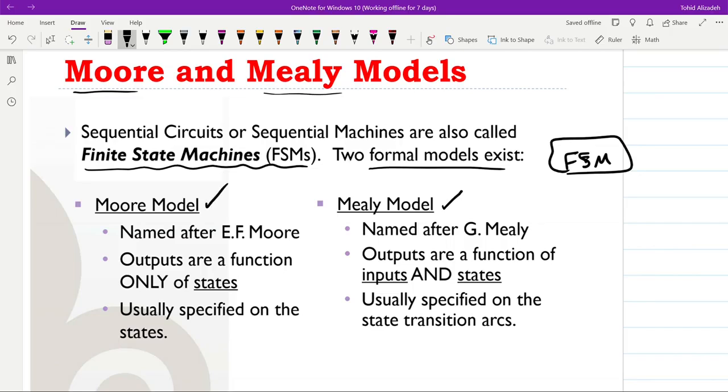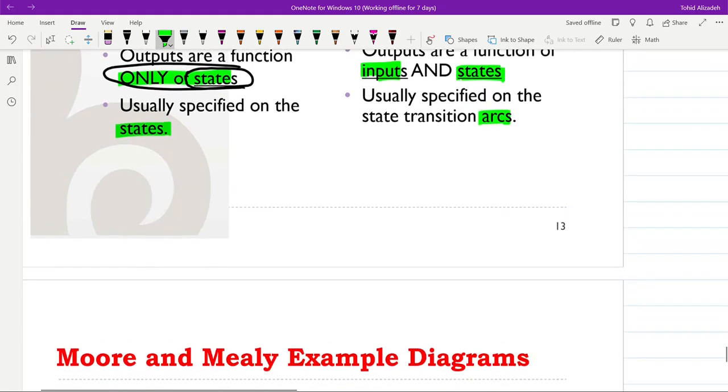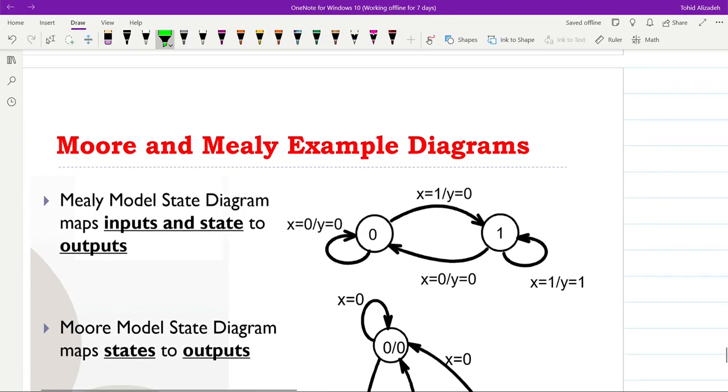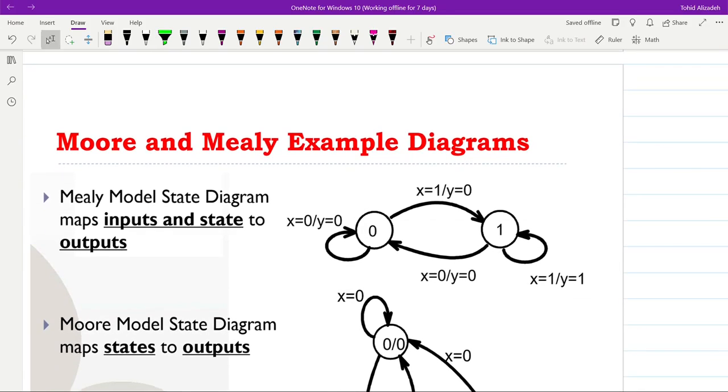As for the Moore model, we know that the outputs are a function of states only. And for the Mealy one, the outputs are a function of inputs and the states. So for the Moore model, since the outputs are a function of only states, usually they are specified on the states, and for the Mealy model, they will usually be specified on the transition arcs. Sometimes specifying whether a state diagram is Mealy or Moore makes the design and analysis simpler.